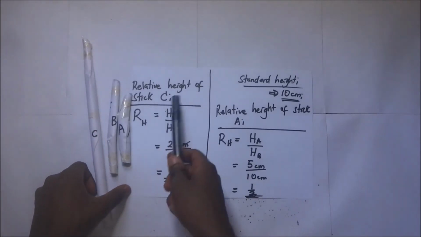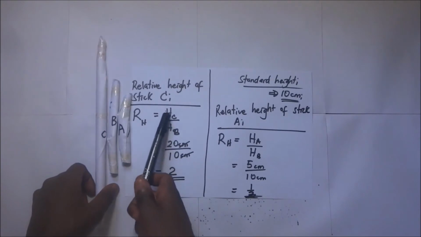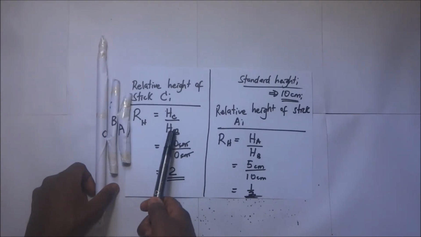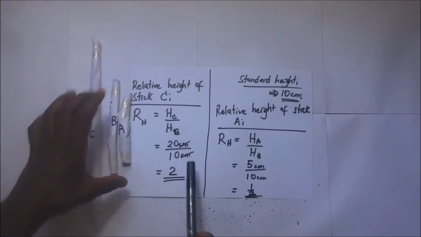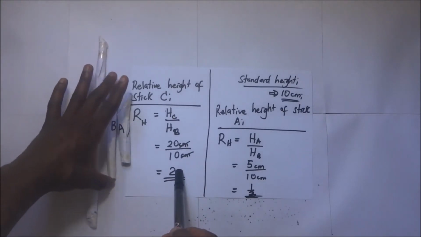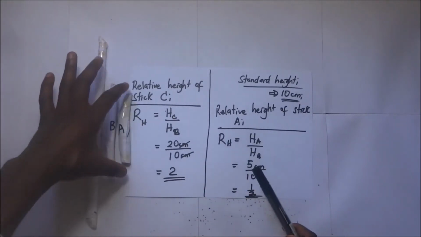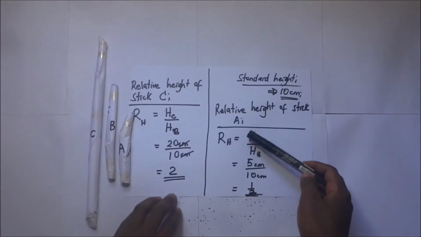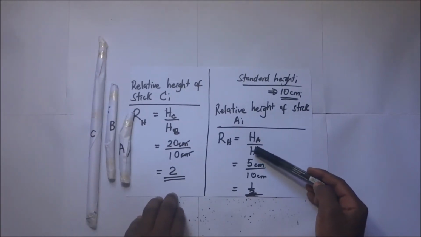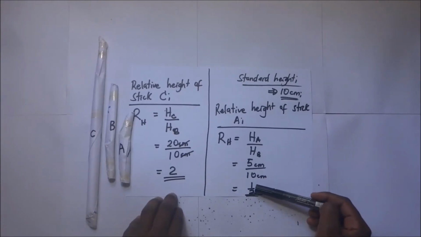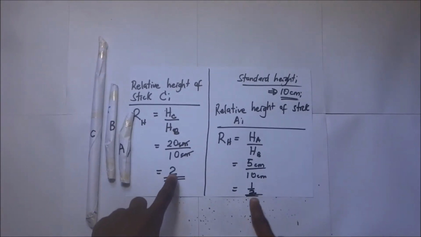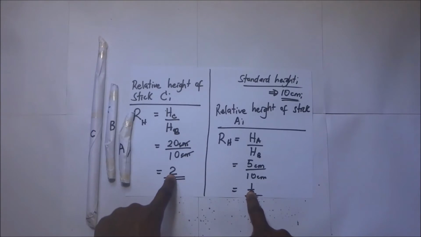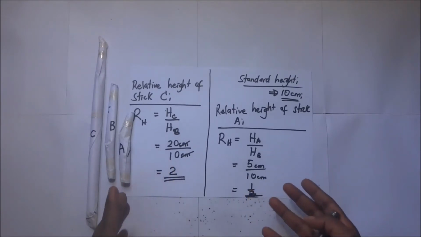So in finding the relative height of stick C, we divide the height of C by the height of the standard, the base height. And we got 2. But for the stick that was shorter than my standard, the height of A divided by the height of stick B, I got a half. Now, the question is, what do these figures mean? This is what they mean.